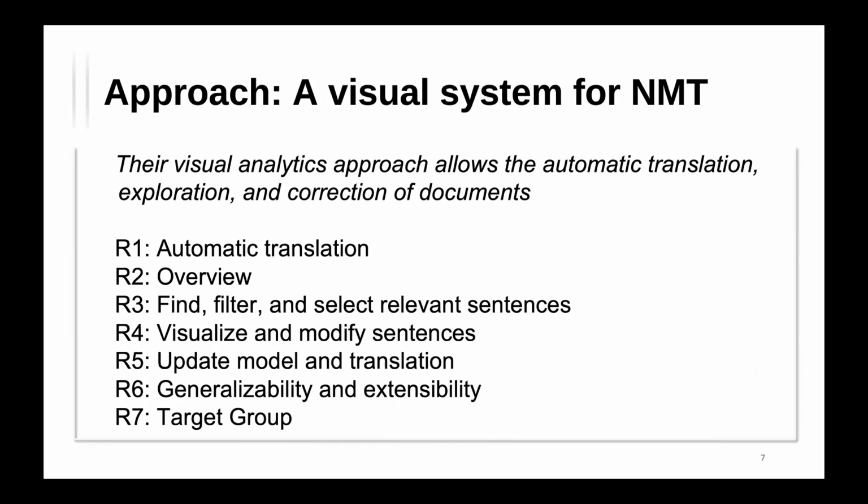And the seventh requirement is the target group. They believe this visual system should not only be used by experts in neural machine translation, but also by a wide variety of groups of people, even people who know nothing about neural machine translation can easily modify the sentences. So basically, I think the key point is the data, the model and the translation.